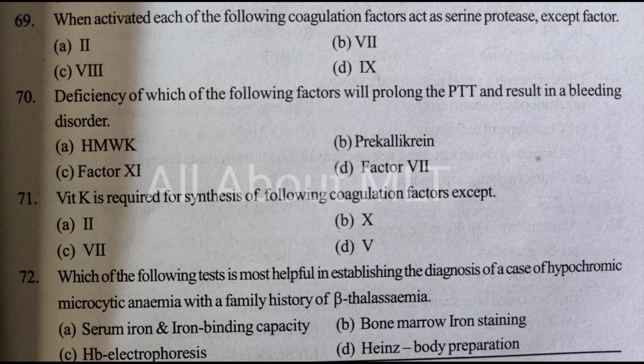Deficiency of which of the following factors will prolong the PTT and result in a bleeding disorder? Option A, high molecular weight kininogen; option B, prekallikrein; option C, factor 11; option D, factor 7. And the answer is option C, factor 11.